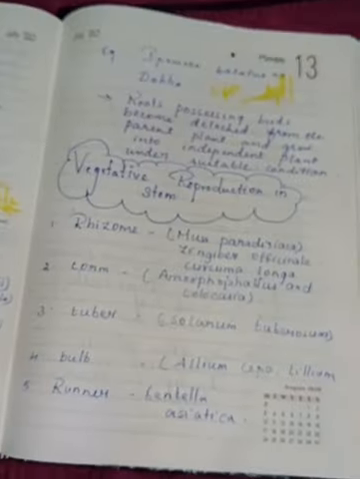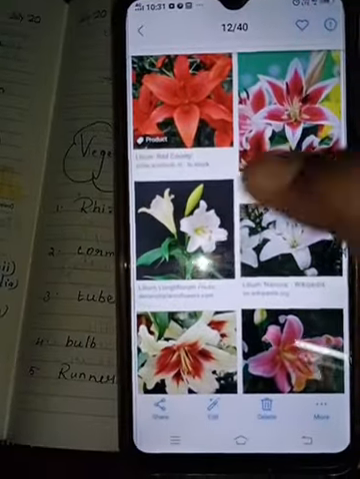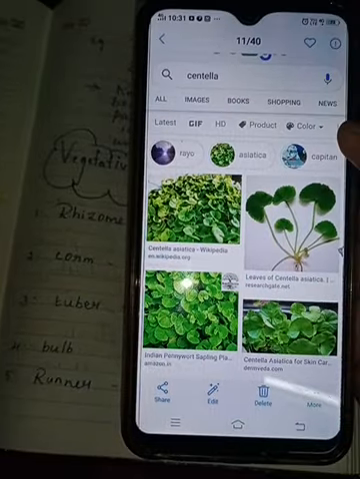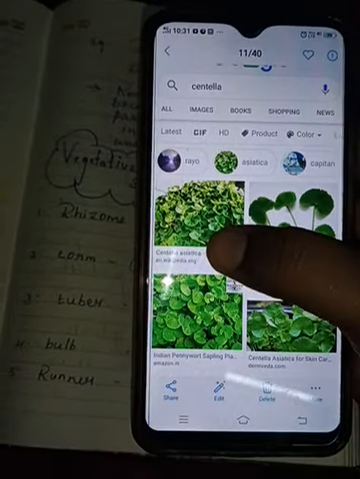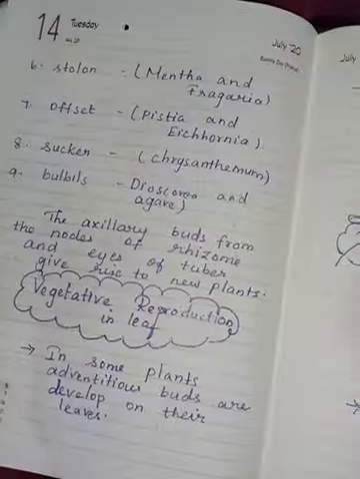Okay. Then next one is runner. See here, lilium. Next one is Centella. So Centella is a Vallarai. It's very good for our brain. Okay. Next one is Stolon. Stolon, Mentha and Fragaria.